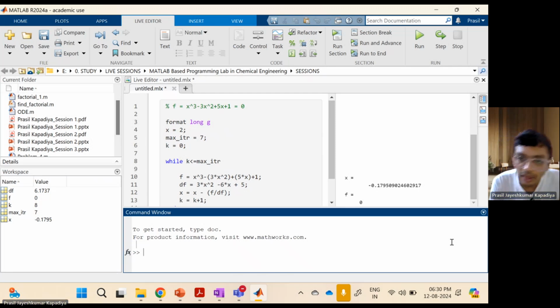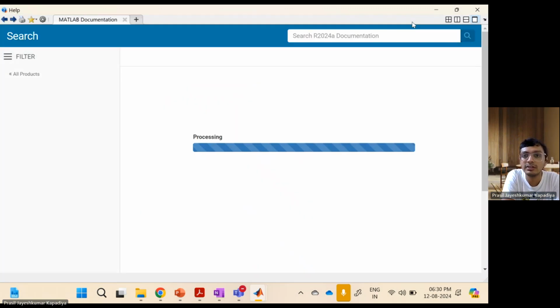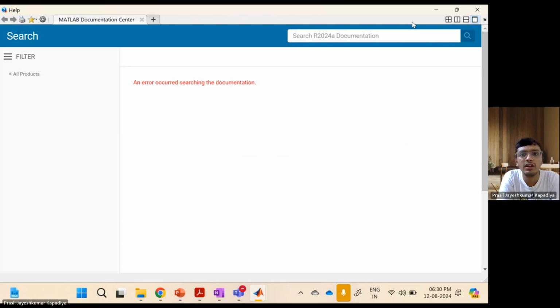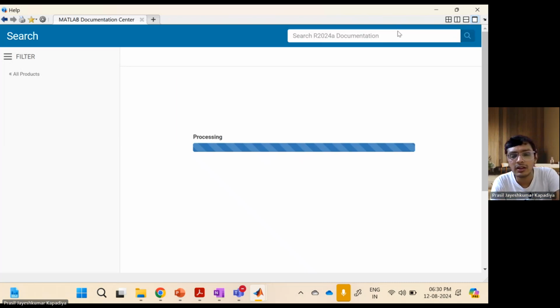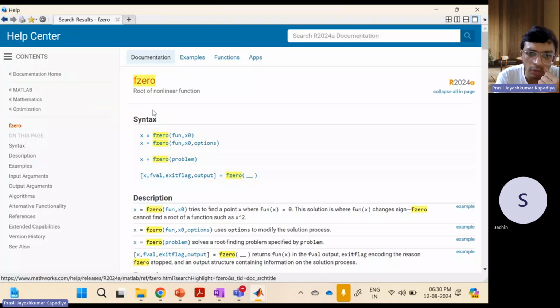Let's say I don't want to use the Newton-Raphson method. I want to use some MATLAB inbuilt functions. So one of the functions for this purpose is fzero. So I will write fzero in this search option and let's see what we are getting. Oh, there is some error. Wait, fzero. Yeah, so fzero is used to give the root of a nonlinear equation.